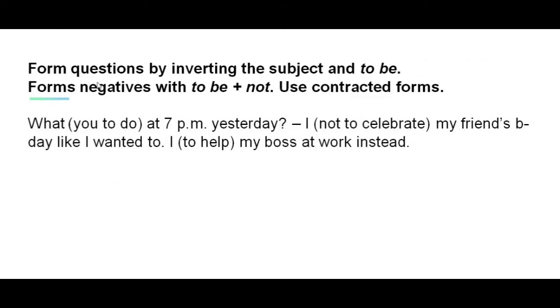Remember that to form questions, we invert the subject and to be, and to form negatives, we use to be plus not. Use contracted forms. Now read the following sentences and provide the correct form of the past continuous tense of the words in the brackets. What you to do at 7 p.m. yesterday? I not to celebrate my friend's birthday like I wanted to. I to help my boss at work instead.